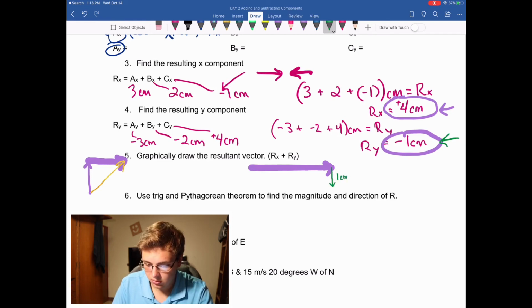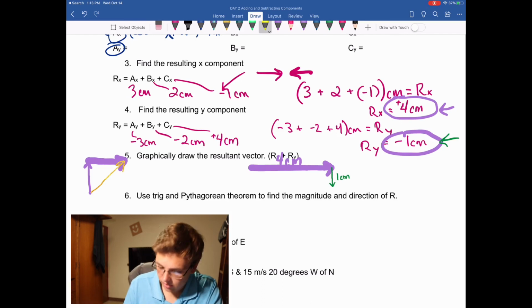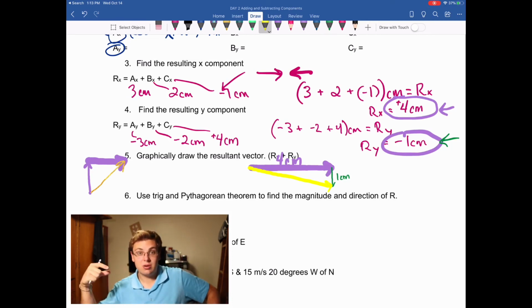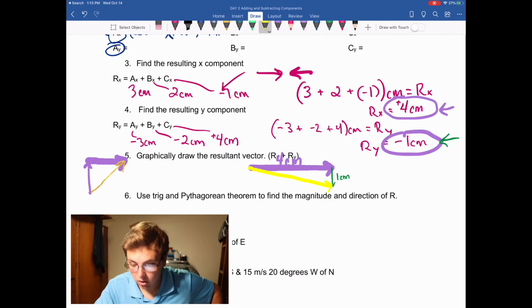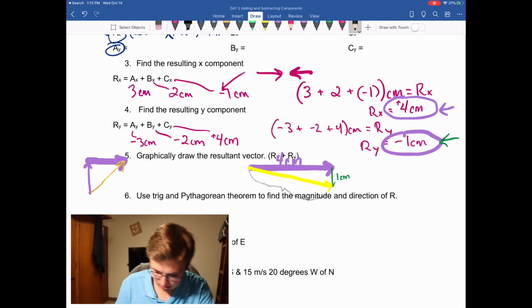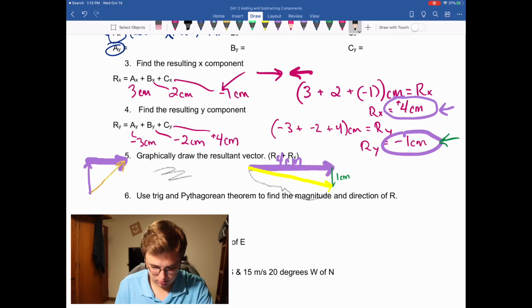I'm going to label these, by the way. 4 centimeters, 1 centimeter. And I'm going to draw my resultant vector in yellow. Now what I can actually do, if I draw those to scale, I can take a ruler and actually measure this out. And what I measure out there is my magnitude. So I can easily just tell you what my magnitude is, a number right here. My magnitude is that distance.